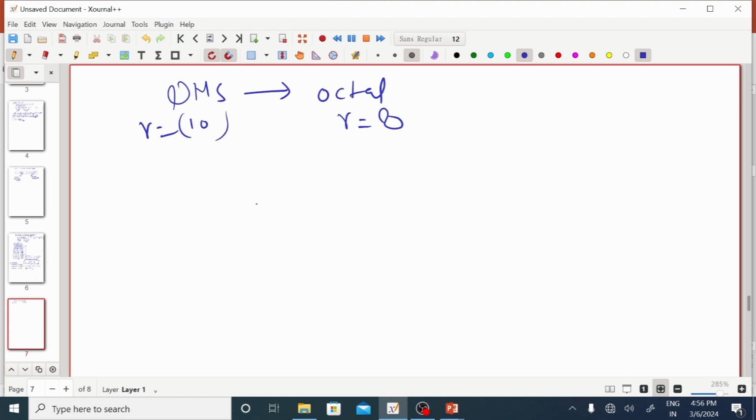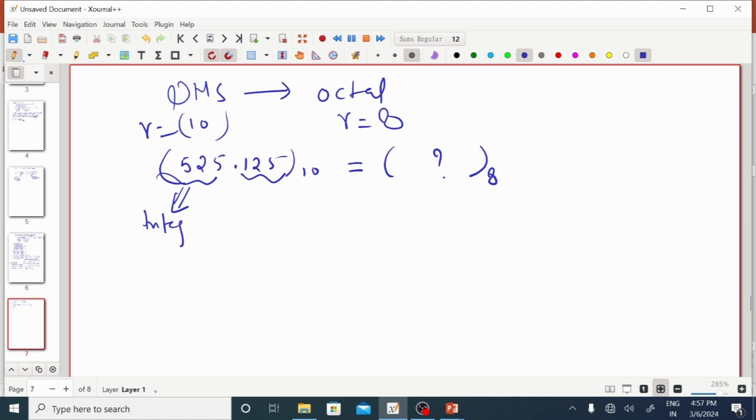Suppose the decimal number is 525.125, a base 10 number, and our objective is to convert it to the equivalent number in base 8. So this is the integer portion, and this is the fractional portion of the decimal number.